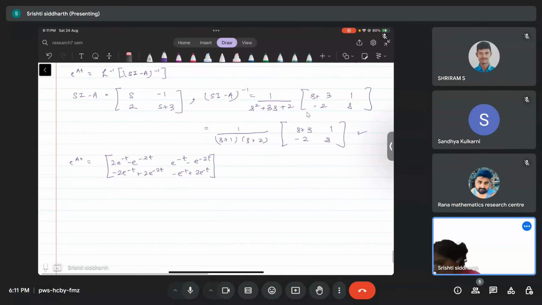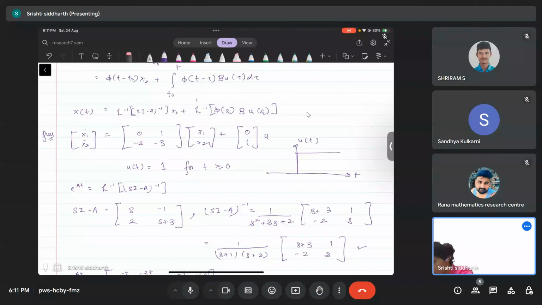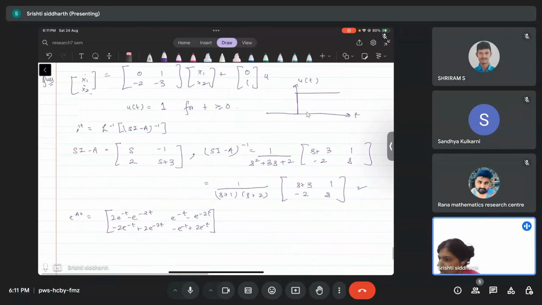Okay, so this was fine. The main part of this question is to compute the second term. So let's see.